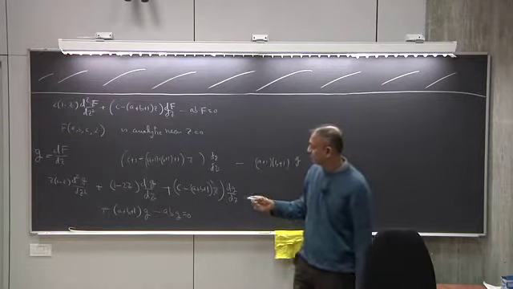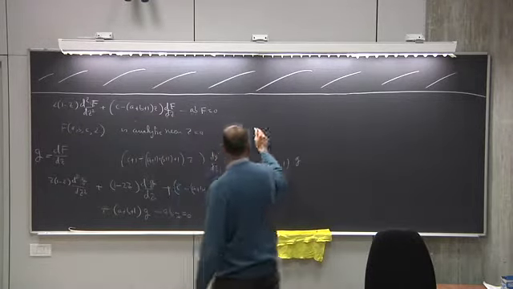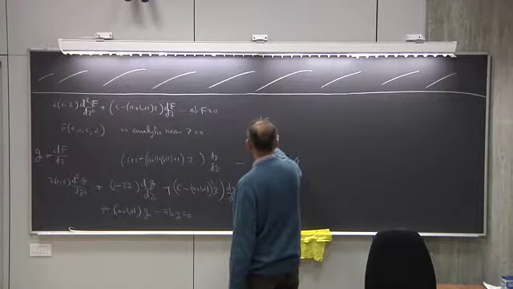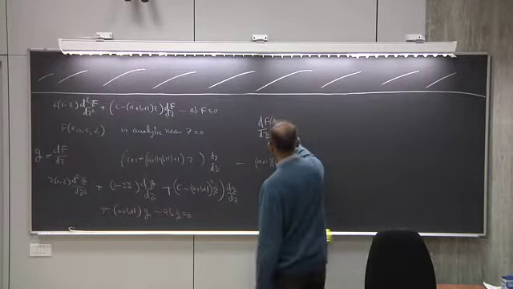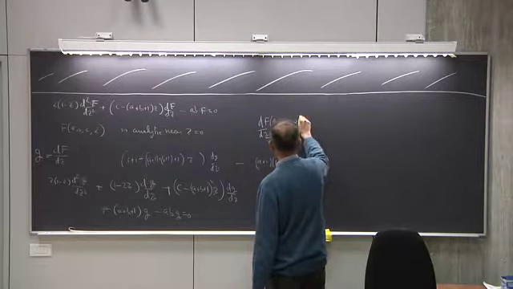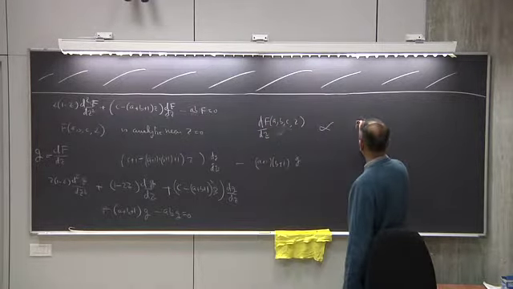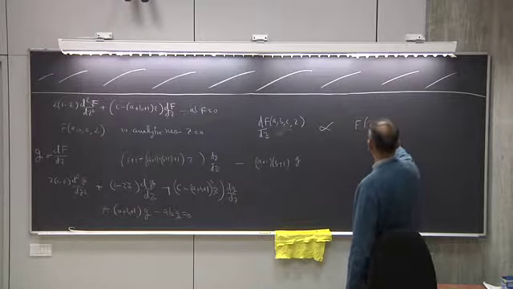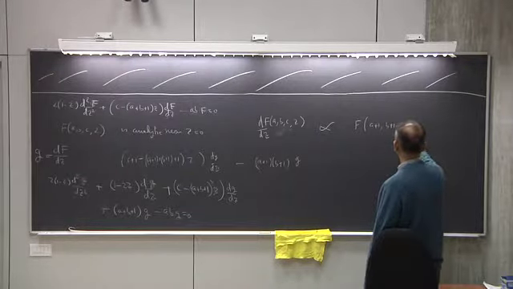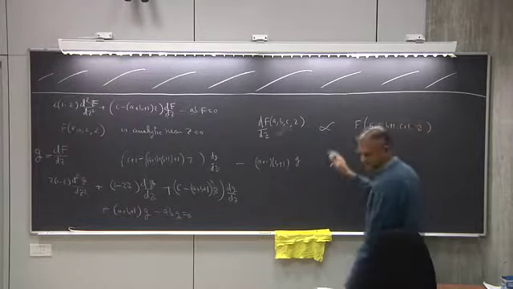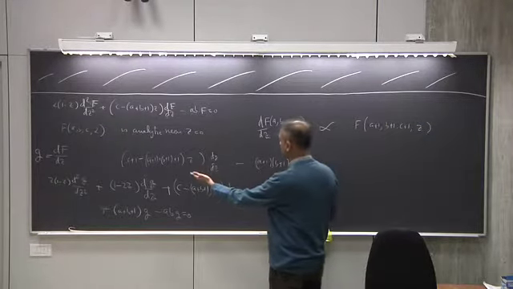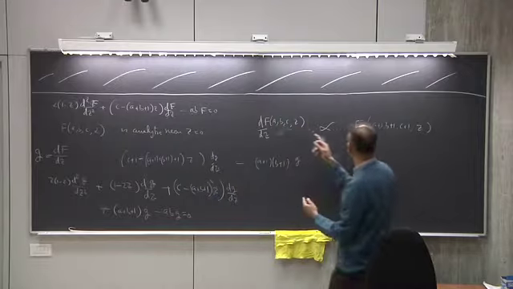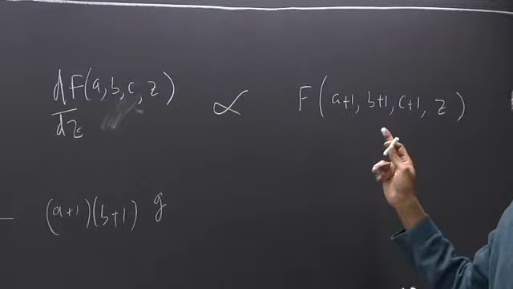Right? So the conclusion from this is that df by dz, which is g, is proportional to f of a plus 1, b plus 1, c plus 1, z. You see, why can I say that? All I know is that g satisfies a differential equation with a, b, c replaced by a plus 1, b plus 1, c plus 1, right?